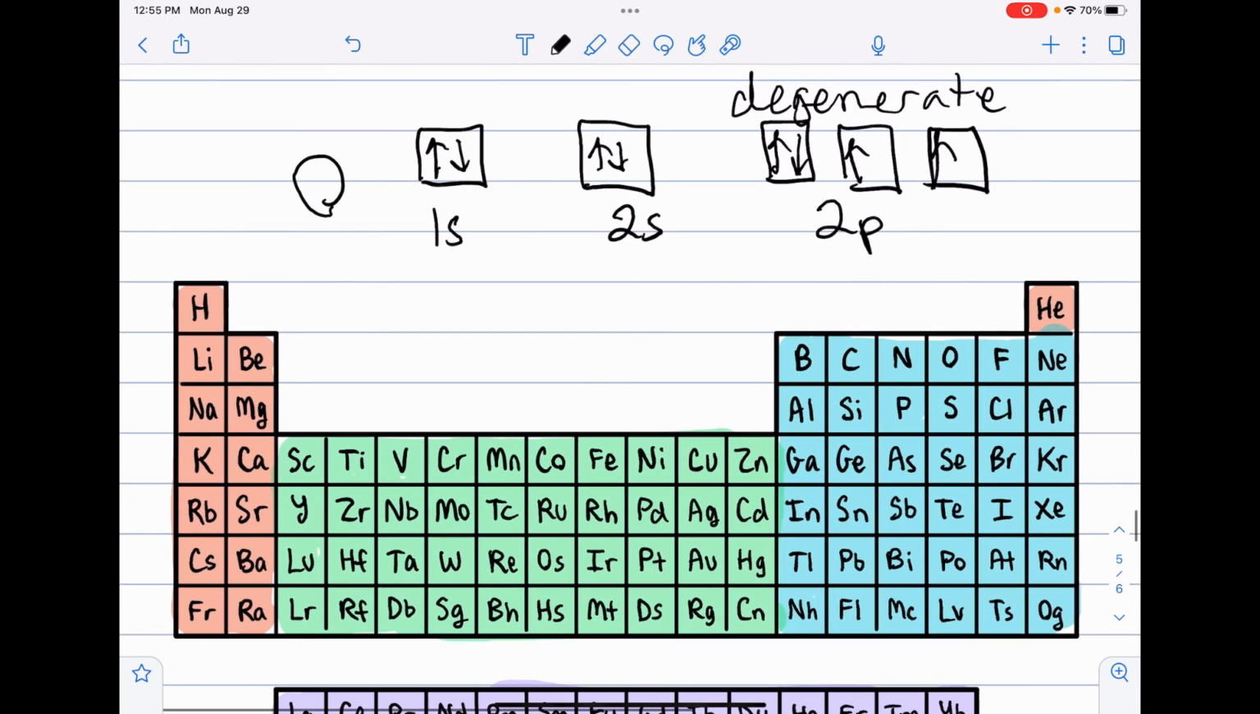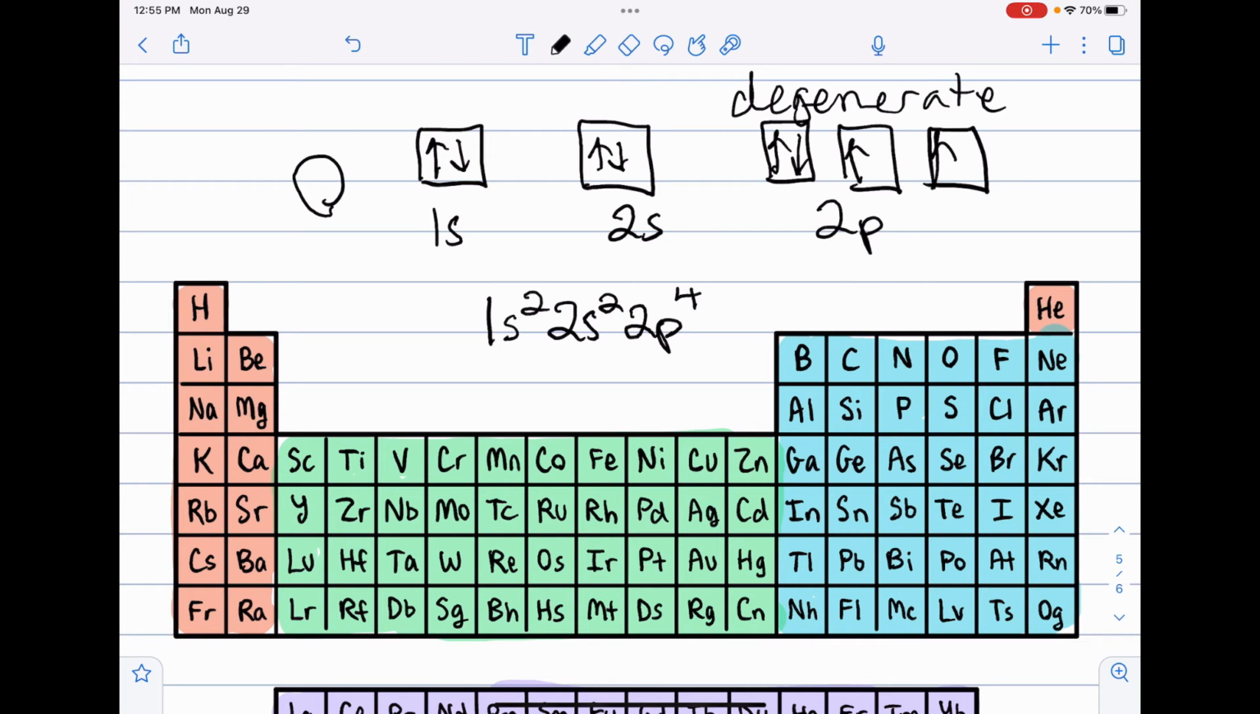So for oxygen, we would say we have 1s, and there are 2 electrons, so I'm going to put a little exponent of 2, and we say 1s2. And then we have 2s, it's got 2 electrons, 2s2. And then we have 2p, and there's 4 electrons in the p subshell, so 2p4.